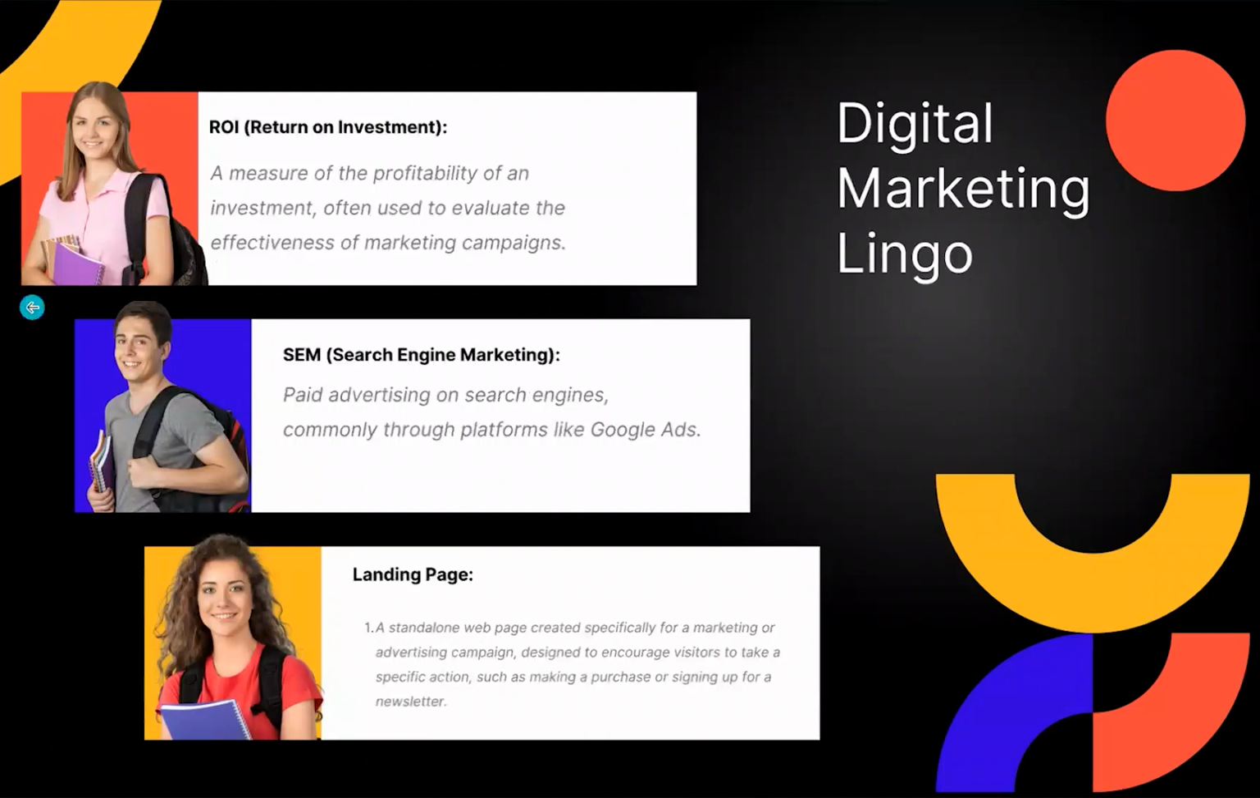So now the last one is ROI, which is the return on investment, the measurement of profitability of an investment, often used to evaluate the effectiveness of a marketing campaign. So let's say, for example, we invested $5,000 in a marketing campaign. The question is, how much money do we make from that marketing campaign? If you say, okay, we made $6,000, then the return on investment is just $1,000. It's basically how much money you made out of the money invested in the marketing campaign.